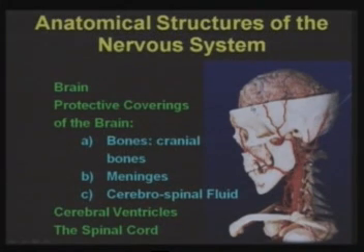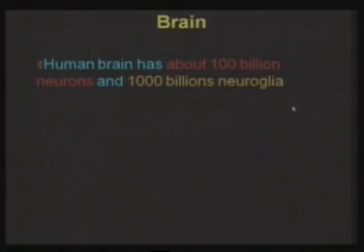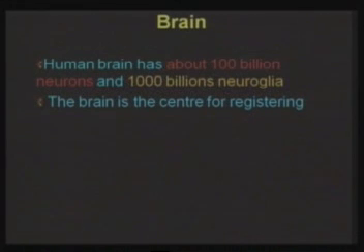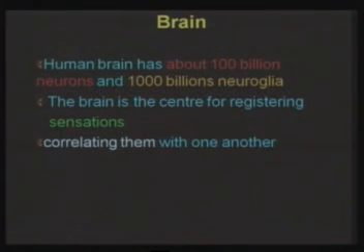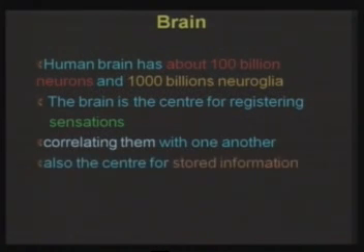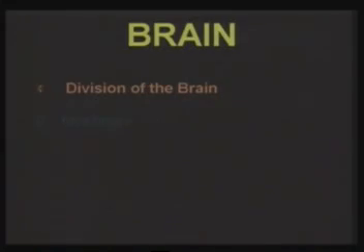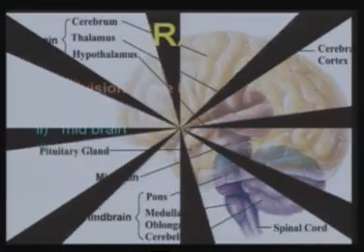The brain is inside the protective cover of the cranial bones. The human brain has about 100 billion neurons and 1000 billion neuroglia. This brain is the center for registering sensations, correlating them with one another, and also is the center for stored information. The divisions of the brain are the forebrain, midbrain, and the hindbrain.